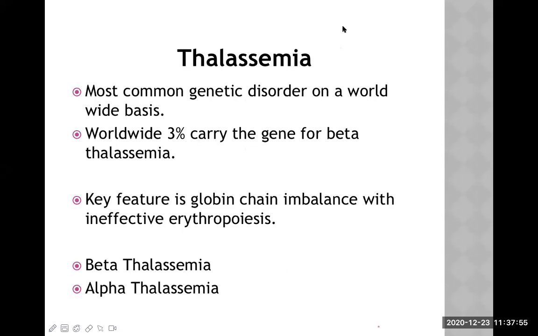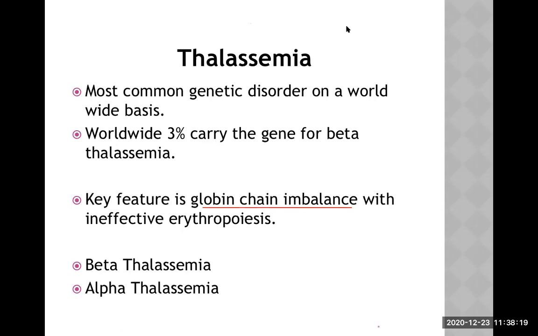Now, in thalassemia, the key feature is globin chain imbalance with ineffective erythropoiesis. If somebody asks you what is thalassemia, you can answer like this: thalassemia is a genetic disorder where there is globin chain imbalance, or decreased synthesis of globin chain.